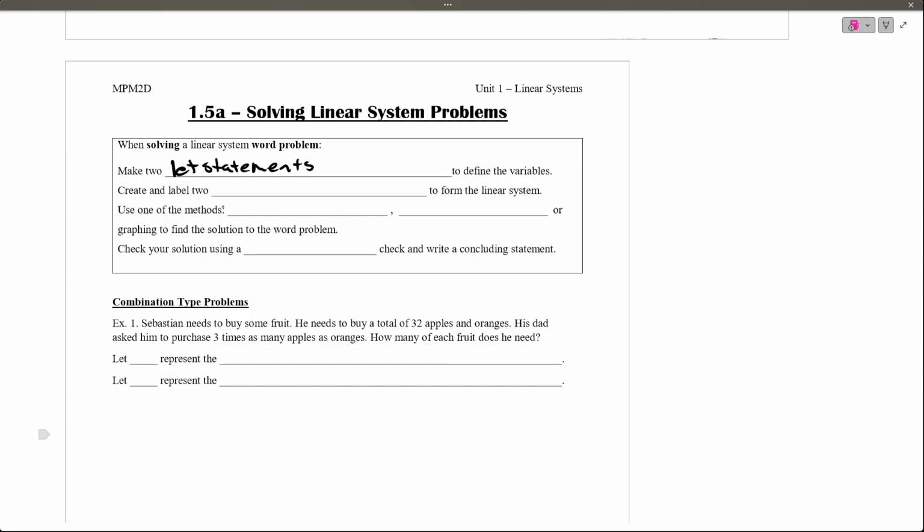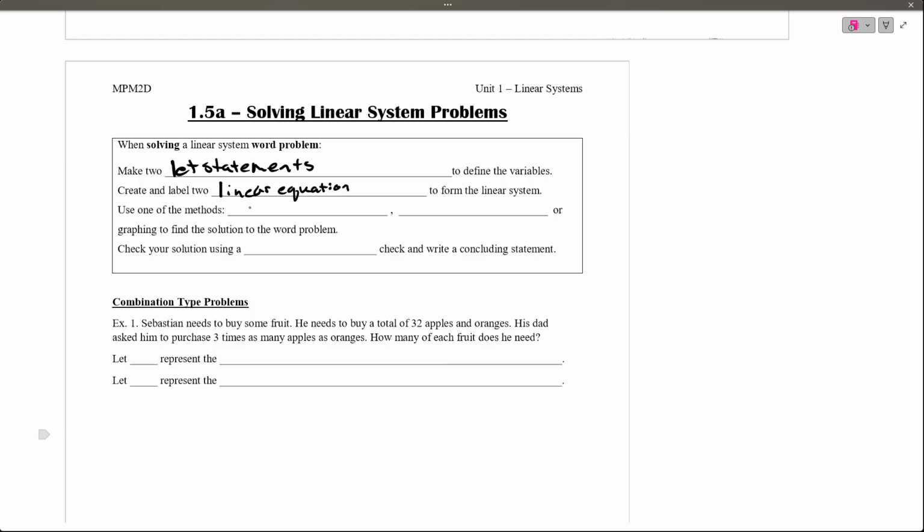And after we have these let statements, we're going to use the variables that we've defined there to create our 2 linear equations. Now, the whole rest of the unit previous to this was all about solving a set of linear equations. So whether you're using substitution, elimination, graphing, whatever suits the problem at that moment, use that. Unless, of course, you're instructed to do something specific.